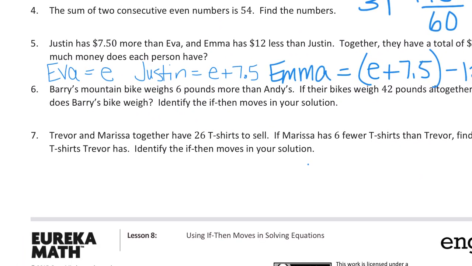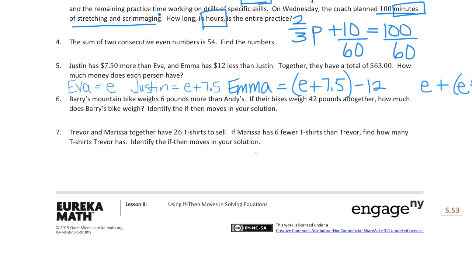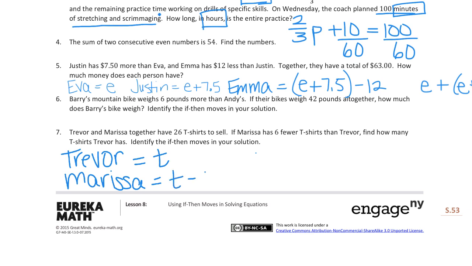Trevor and Melissa together have 26 t-shirts to sell. If Marissa has 6 fewer t-shirts than Trevor, find out how many t-shirts Trevor has. So Trevor has T t-shirts, and Marissa has 6 fewer than him, so T minus 6, and altogether they have 26.